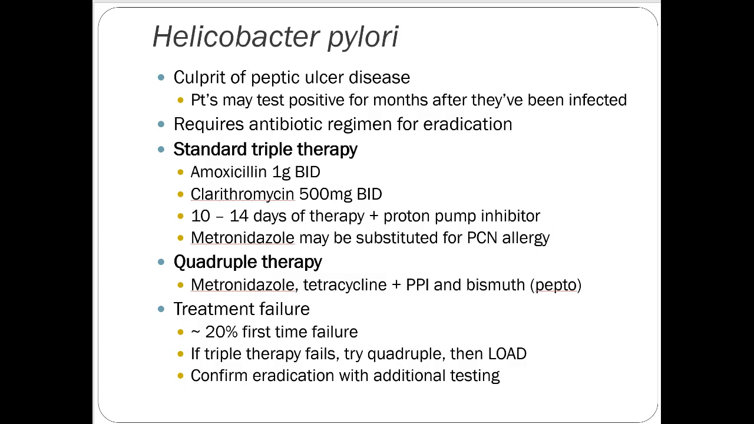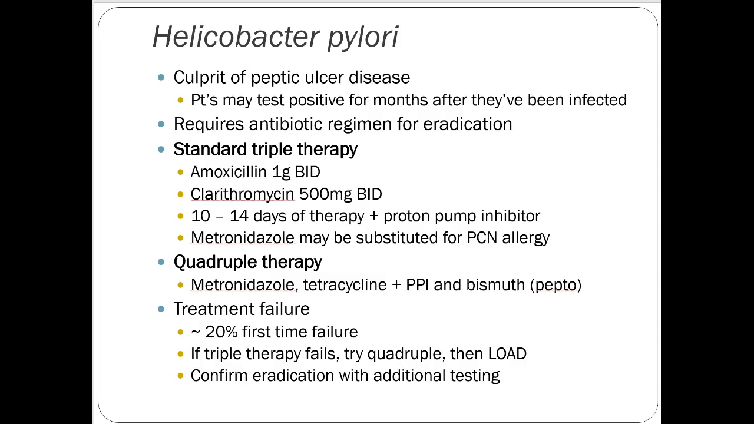And the fourth agent is not another antibiotic, but it's Pepto-Bismol, which is bismuth subsalicylate, excuse me. Pepto-Bismol does maybe theoretically have some antimicrobial activity in the GI tract, but it's not like you're adding another big gun antibiotic on. It's just kind of switching up the therapy a little bit. Failure rate's not uncommon, 20% first-time failure. And again, if triple therapy fails, try quadruple.